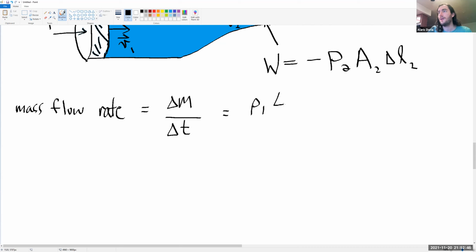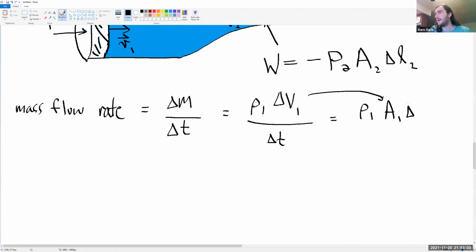So the density rho 1 times volume 1, as it flows through a pipe, divided by delta T, must be equal to rho 1, and then break the volume down into a cross-sectional area of the pipe times an amount of length element for the pipe, delta L1. And since we're talking about mass flow rate, we have delta L1 over delta T. And so delta L1 over delta T is like the velocity of the fluid. It's the distance the fluid travels inside of the pipe.